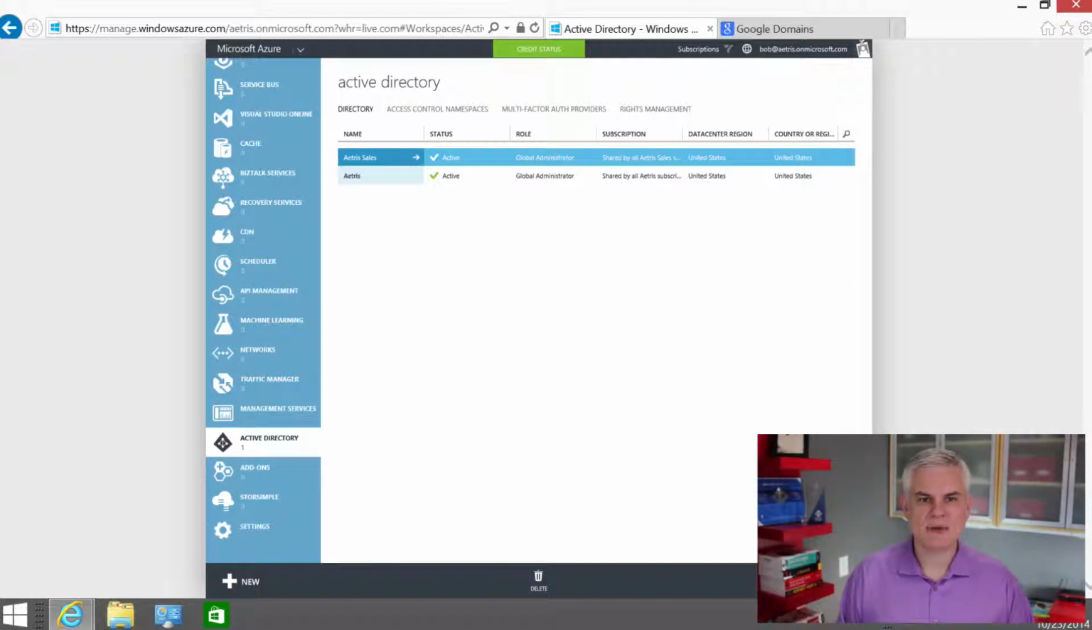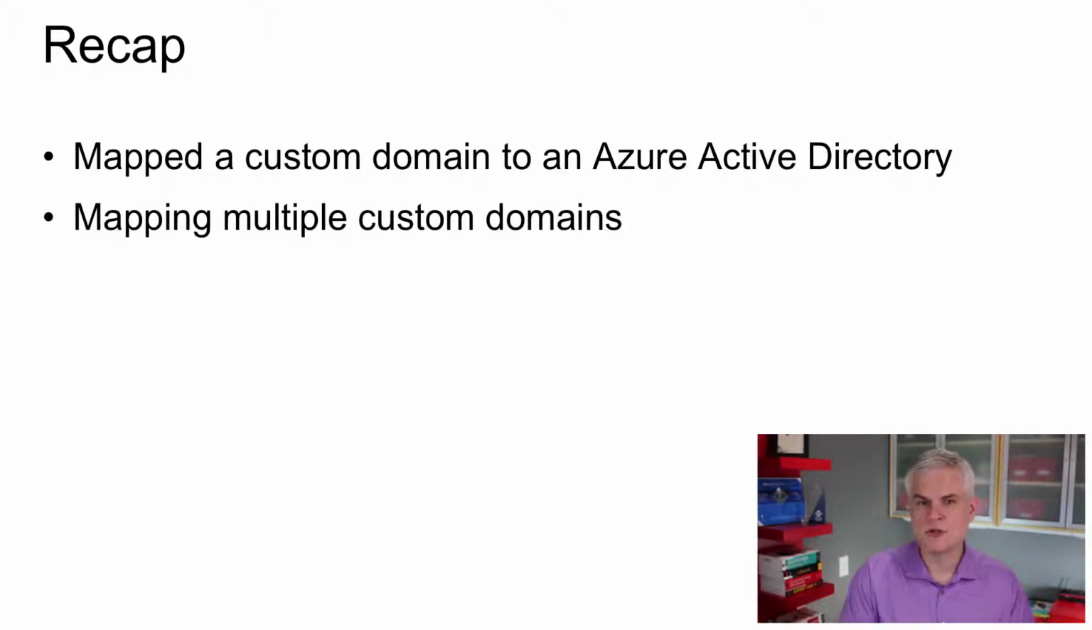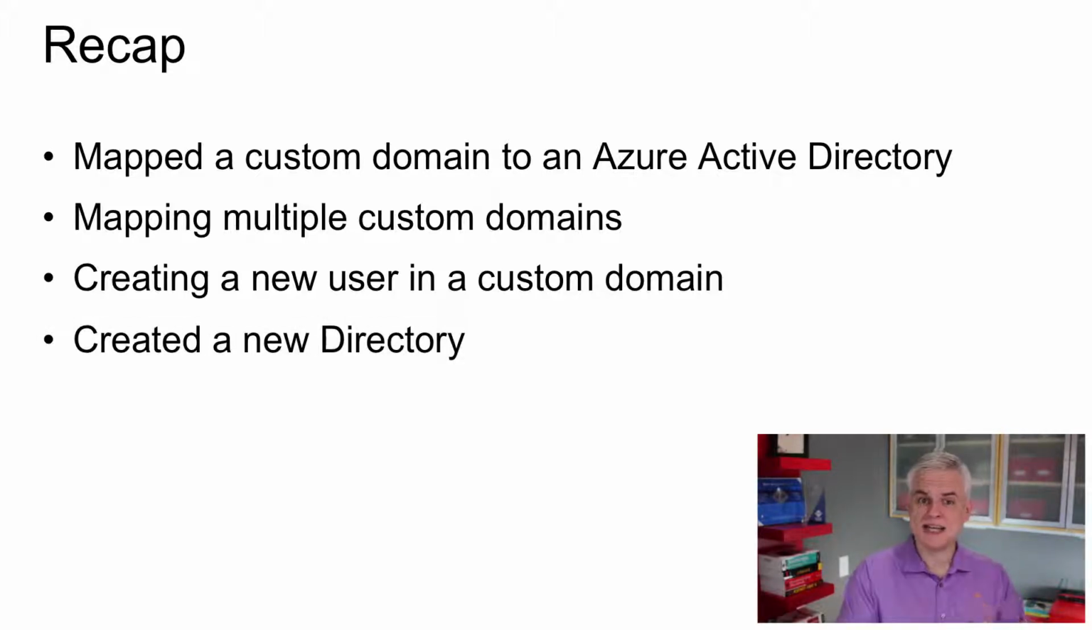Okay, I think that's all that I really wanted to talk about in this module. So just to recap here, first of all, we mapped a custom domain to the Microsoft domain for our organization and for our Active Directory. Then we talked about how you can map multiple custom domains to an organizational domain. Then we talked about creating a new user, and now we can create users with that custom domain. I didn't actually create a user. I'll do that off camera. And then finally, we created a second Azure Active Directory, which we're going to use in an upcoming module as well. Okay, so let's continue to push forward. We'll see you in the next module.